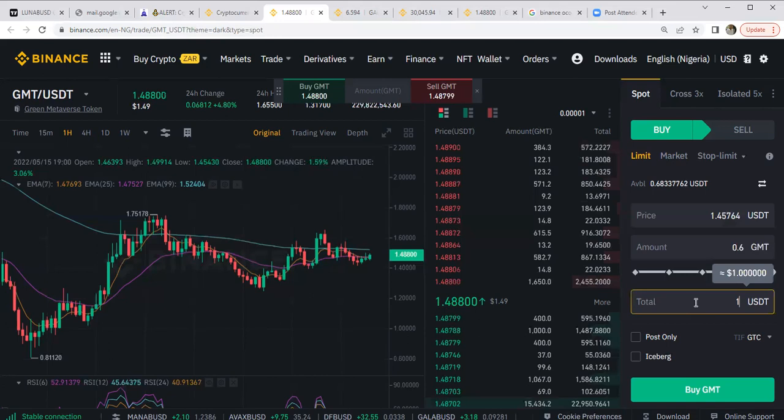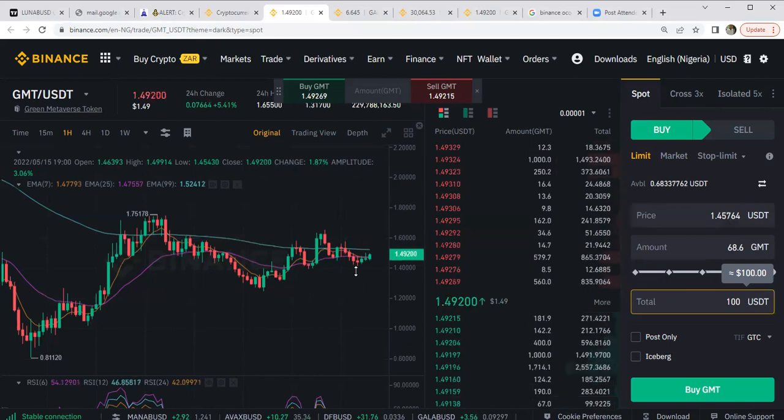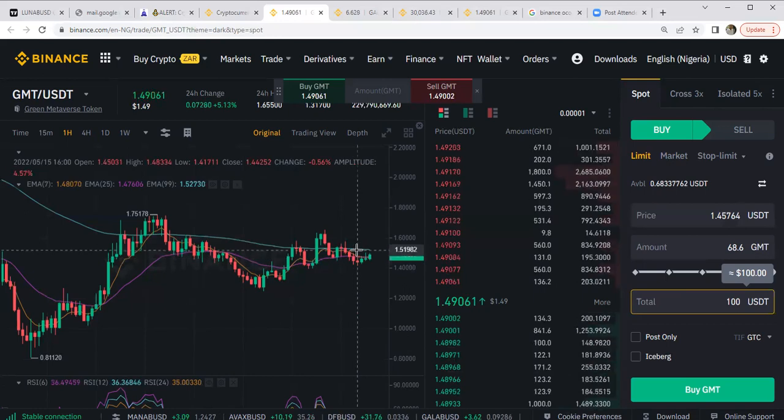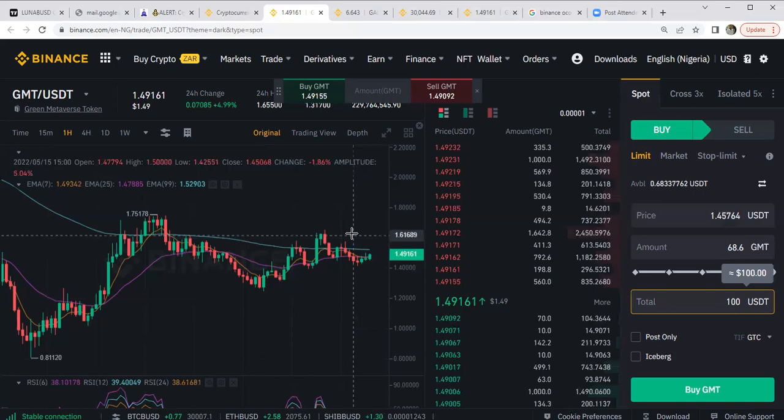Let's assume you put $100 here, and you buy GMT at the price of 1.45. That is the price you bought. Because this is a support, you are targeting the price to go to 1.51 or 1.52, or maybe the 1 hour resistance at 1.62. That is where you are targeting.